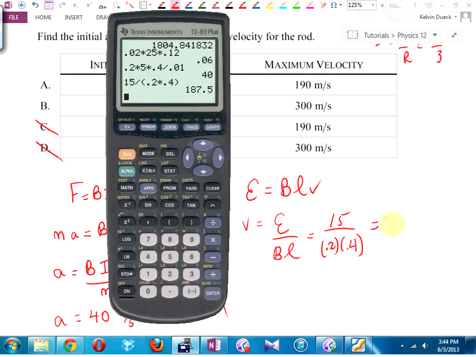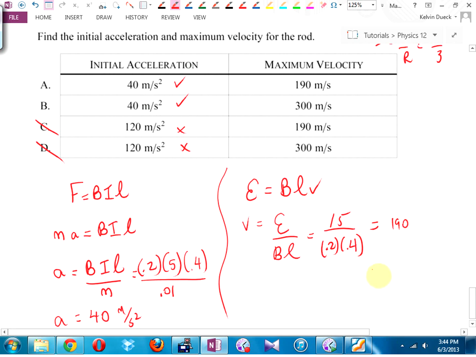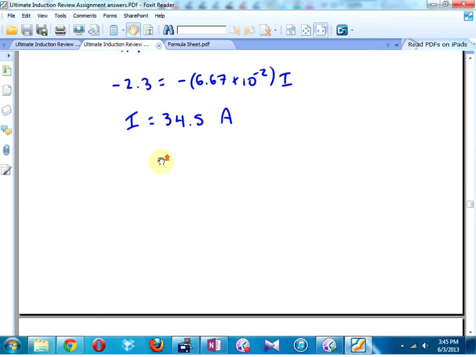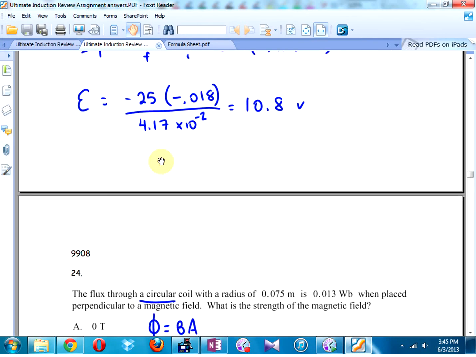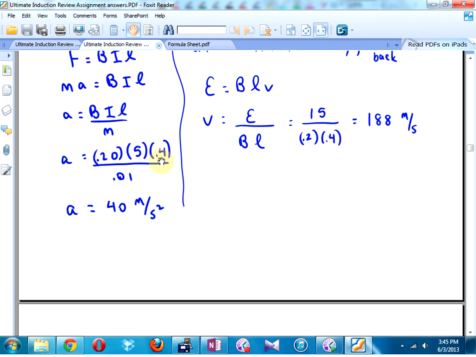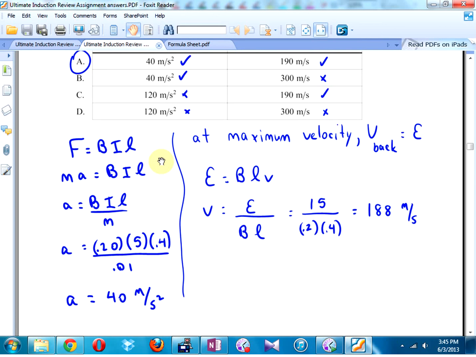Looks like 190 meters per second. Let me double check to make sure I did that one right, but I think I did. It was number 18. That's a cool one. Railgun. By the way, 190 meters per second. That's still hauling pretty good. So there you go. At maximum velocity, the back voltage is the EMF.